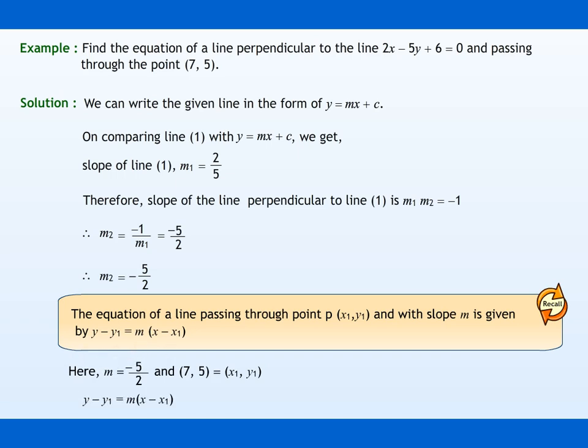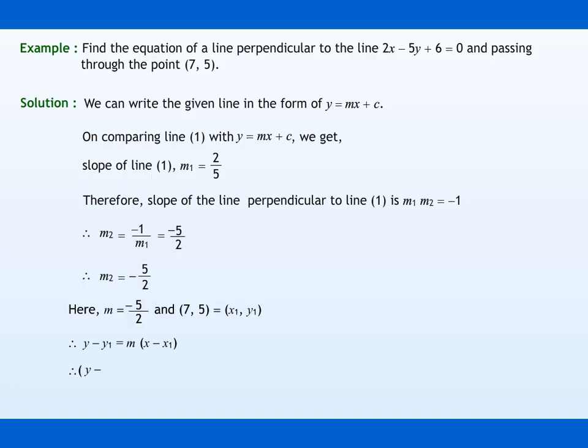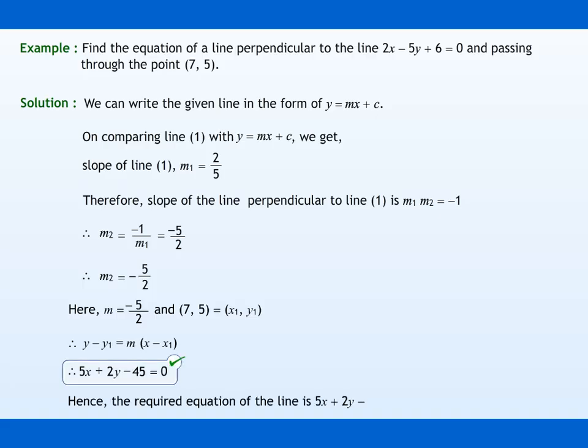y minus y1 is equal to m into (x minus x1). Therefore, y minus 5 is equal to minus 5 by 2 into (x minus 7). Therefore, 2y minus 10 is equal to minus 5x plus 35. Therefore, 5x plus 2y minus 45 is equal to 0. Hence, the required equation of the line is 5x plus 2y minus 45 is equal to 0.